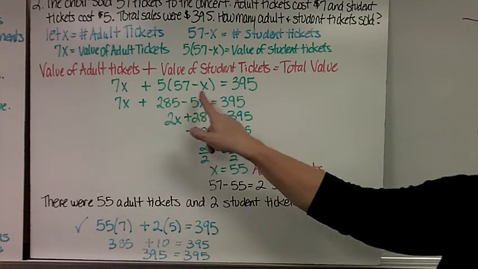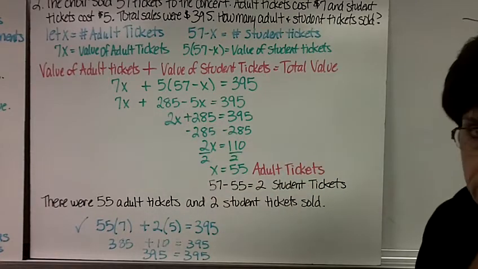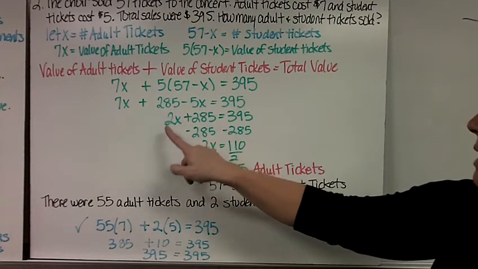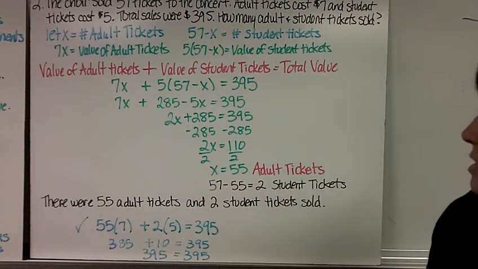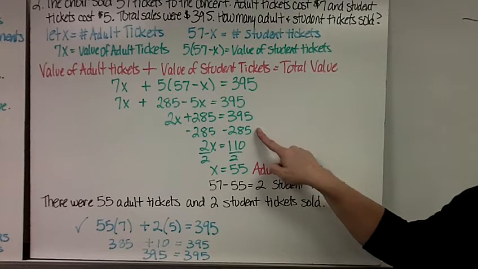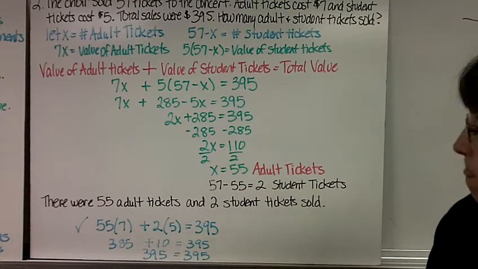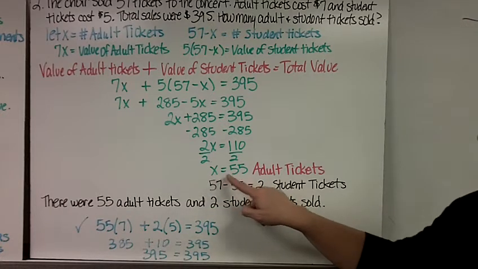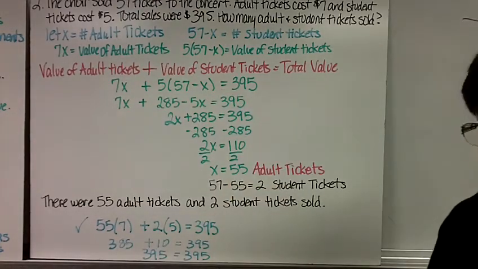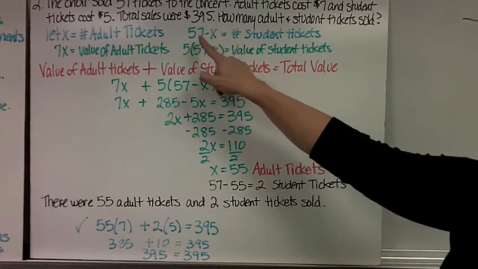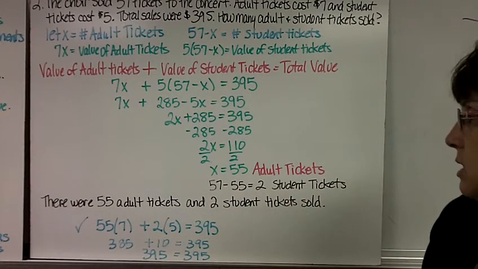Now let's distribute. So we get 5 times 57 is 285. 5 times negative x is minus 5x. Combine like terms. 2x plus 285 equals 395. Subtract 285 from both sides. 2x equals 110. Divide by 2. Adult tickets, x equals 55, and x is my adult tickets. That's from my let statement up there. And my student tickets is 57 minus x, so 57 minus 55 is 2 student tickets.